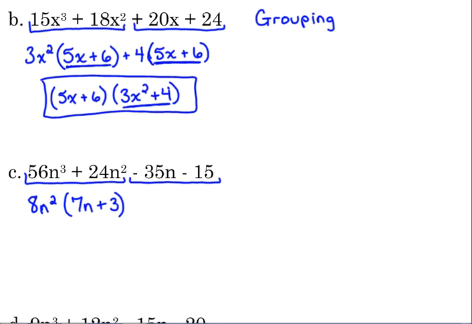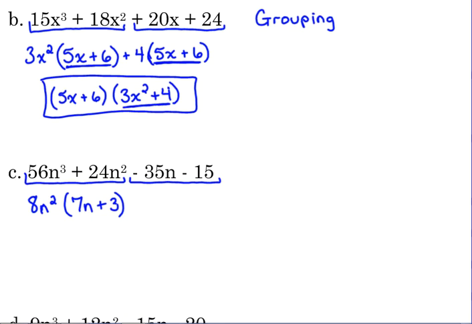If I had just pulled out a 2, I would have 28 and 12 left. Well, those are both even, so that means they have 2 in common. It means I didn't get the greatest common factor. So it never hurts to do that little check to make sure you got the GCF.